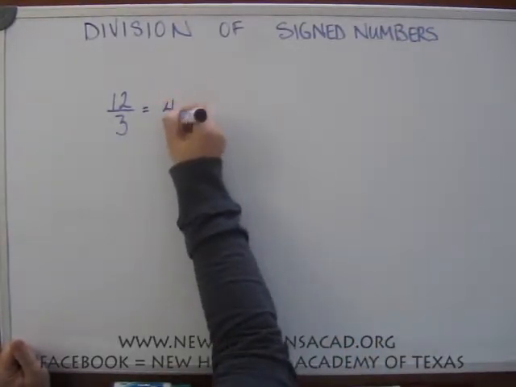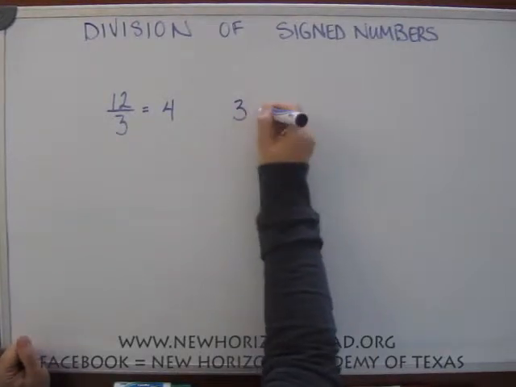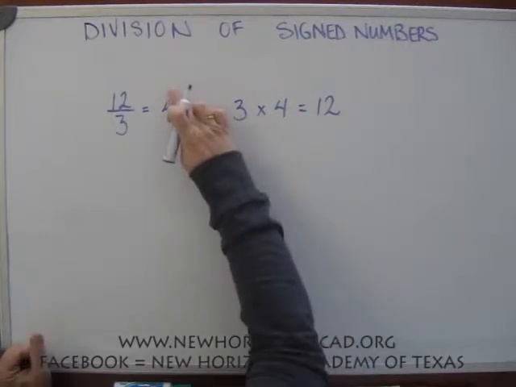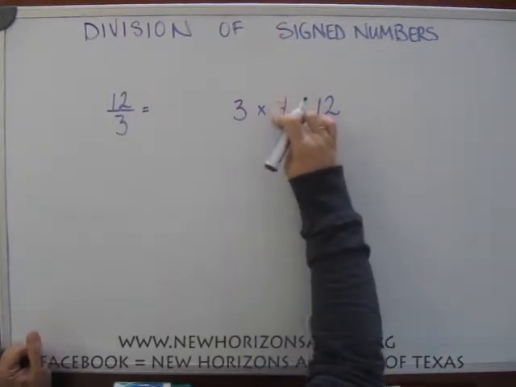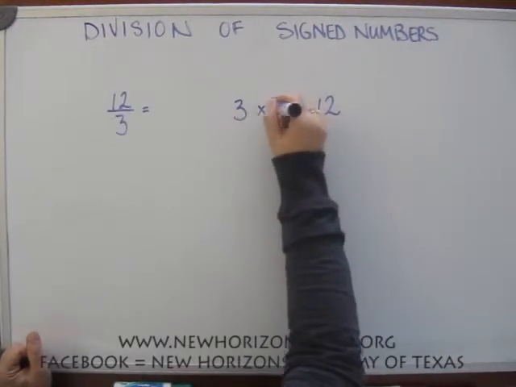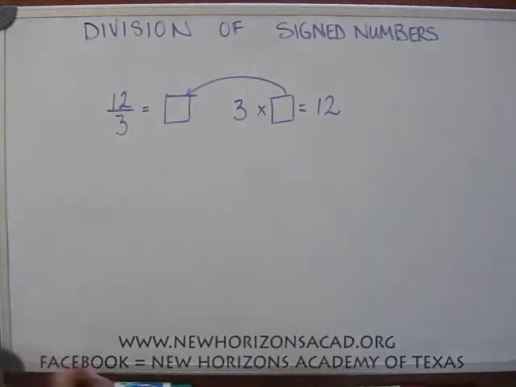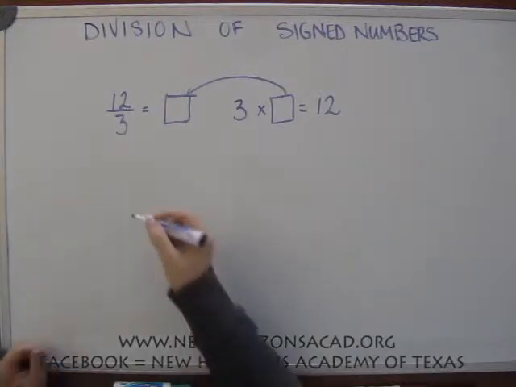Division is the inverse operation of multiplication. If this number were missing, there's one and only one number that fits here that would give you this answer right here. And if you think of division with signed numbers that way, it can stay pretty simple.